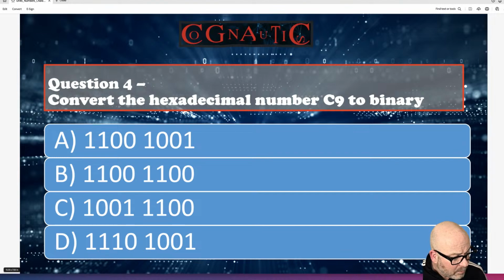What have we got? We've got Om who's saying C. Anyone else hazard a guess on this? Take you slightly longer to work out. Convert the hexadecimal number C9 to binary. It's just a process, isn't it?